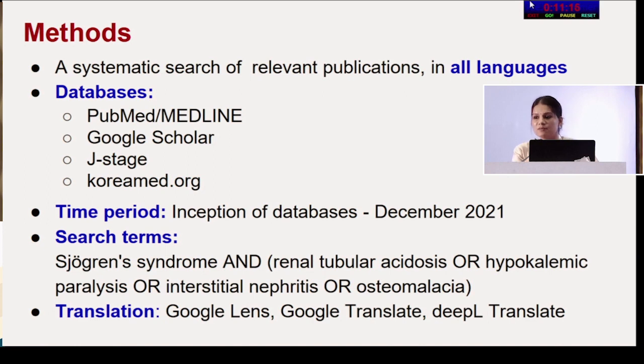These were the search terms that were used: Sjogren's syndrome and renal tubular acidosis or hypokalemic paralysis or interstitial nephritis or osteomalacia. Foreign language publications were translated using Google Lens, Google Translate and DeepL Translate.